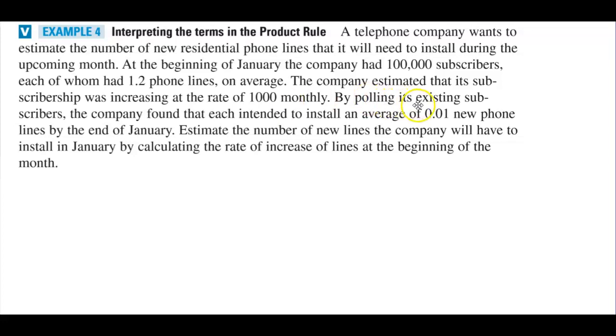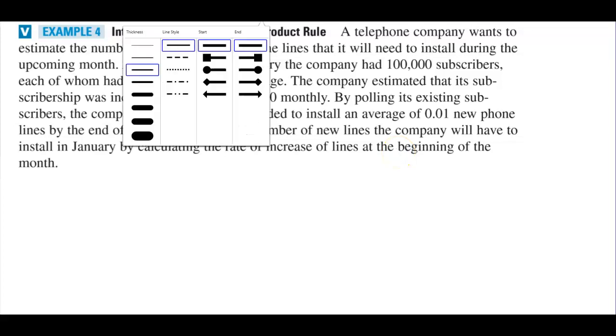By polling its existing subscribers, the company found that each intended to install an average of 0.01 new phone lines by the end of January. We want to estimate the number of new lines the company will have to install in January by calculating the rate of increase of lines at the beginning of the month.